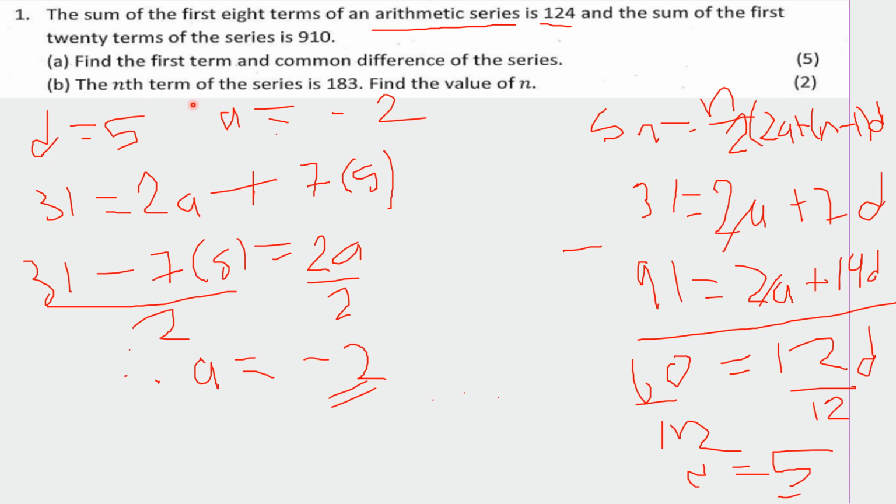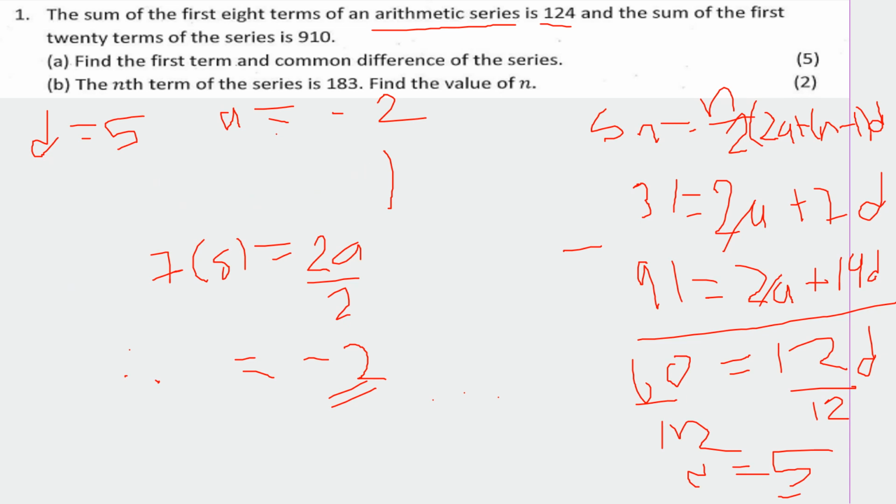Yeah, the nth term of the series is equals to 183. Find the n value. So now they actually are giving us the last term of the sequence, and they say now we must find the position where this last term of the series is. Yeah? So now I'm just gonna erase here and explain the question again so that it makes sense.